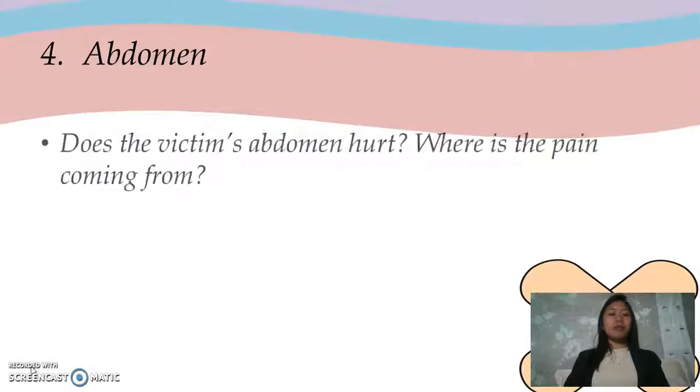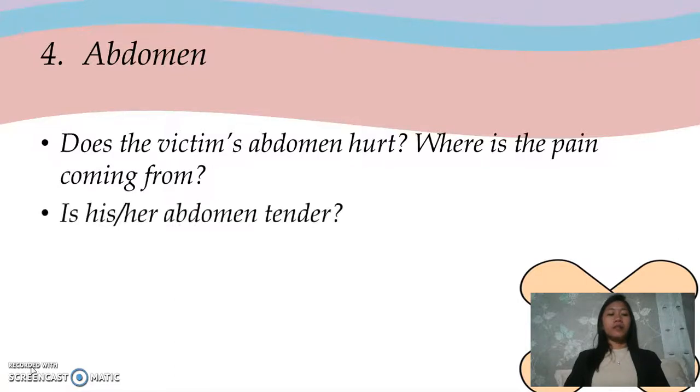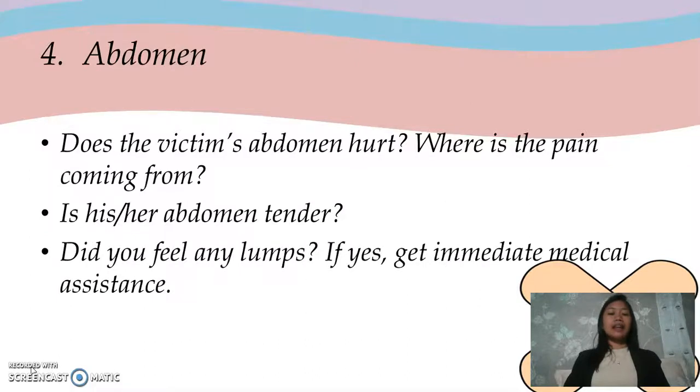4. Abdomen. Does the victim's abdomen hurt? Where is the pain coming from? Is his or her abdomen tender? Do you feel any lumps? If yes, get immediate medical assistance.